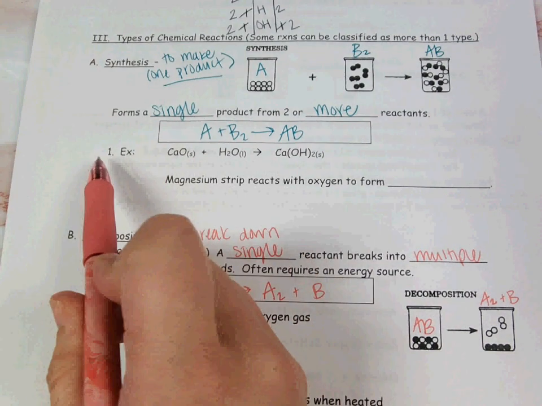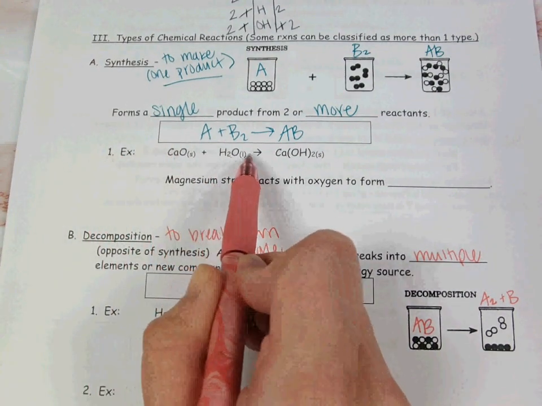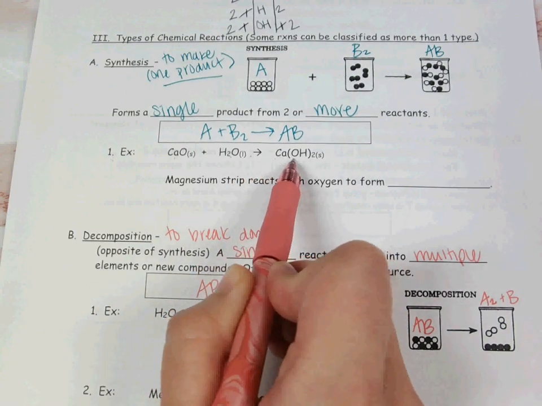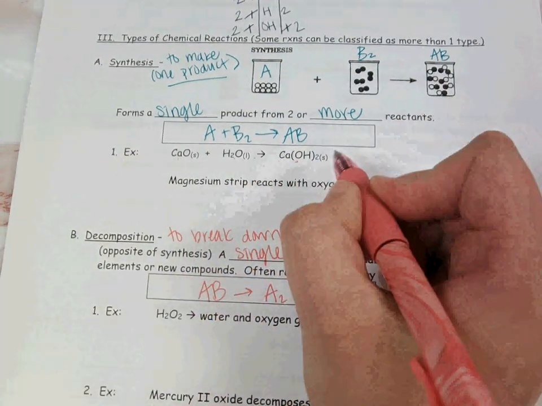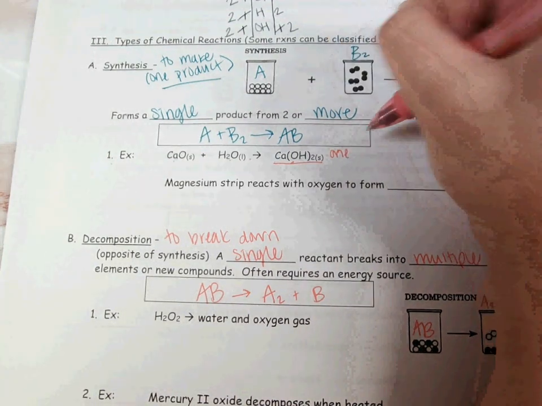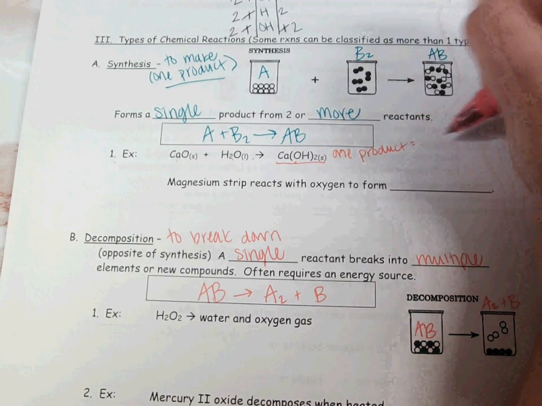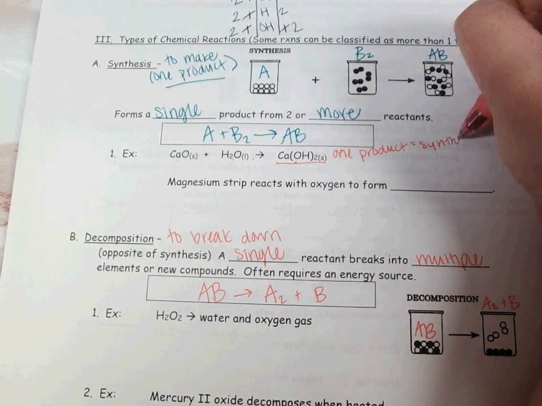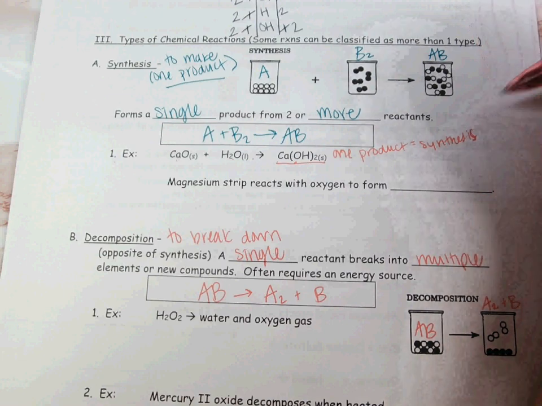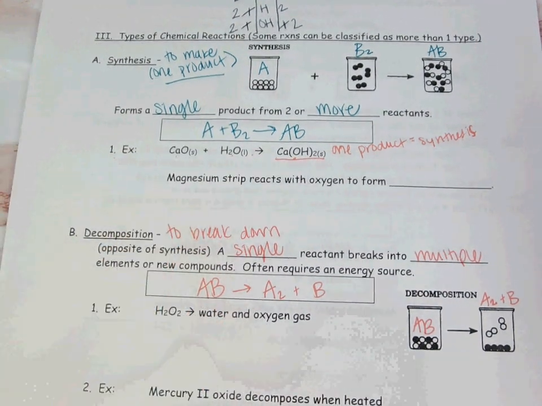When I am looking at something, in my first example, I have calcium oxide and water reacting together to form calcium hydroxide. This is one product. One product tells me that it is a synthesis reaction. This is one of our special case scenarios, so this is why I gave you your sticky note.